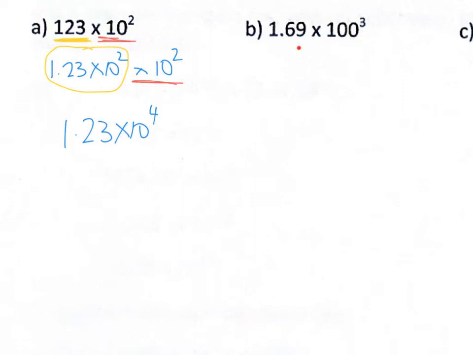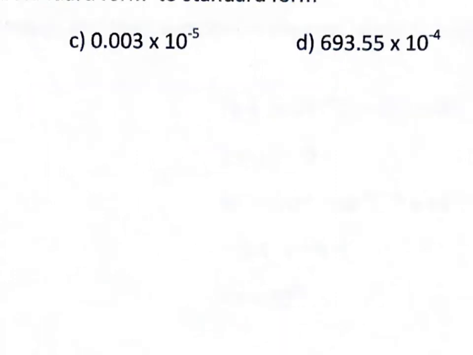Second example, what we have is 1.69 times 100 cubed. 1.69 is between 1 and 10, so it's good. We need to change the 100. To do that, we'll write it as 1.69 times, in a bracket, 100, which we know to be 10 squared. 10 times 10 is 100. Using our rules for indices, in a bracket we multiply the powers, so we get 10 to the power of 6. So 2 times 3, which is 6.